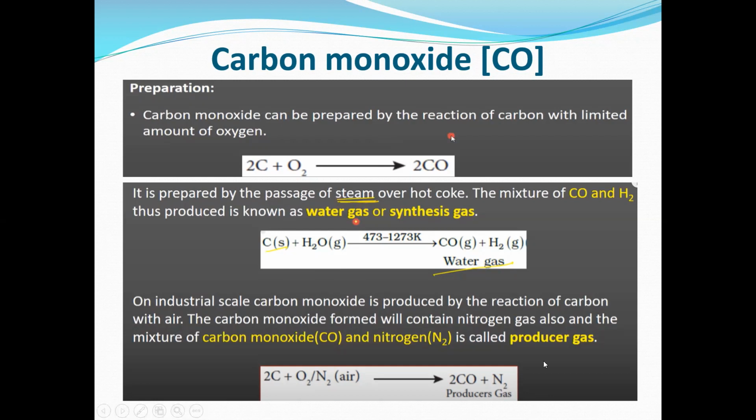So next one is the preparation of the producer gas. In this method, we are mixing the carbon with the oxygen. So finally we are getting the CO plus N2. The mixture of CO and N2 we are calling the producer gas. In the water gas, the percentage of CO is 44% and the hydrogen is 49%. In the producer gas, the amount of carbon monoxide is 25% and nitrogen is 70%.